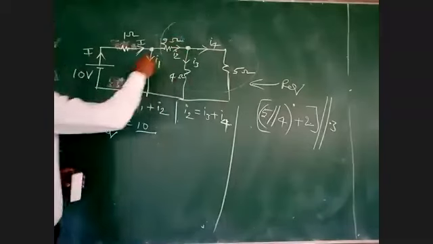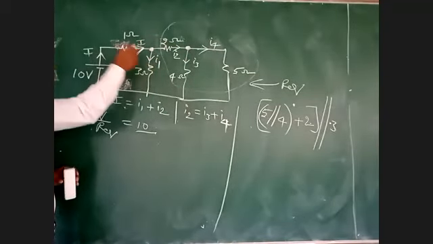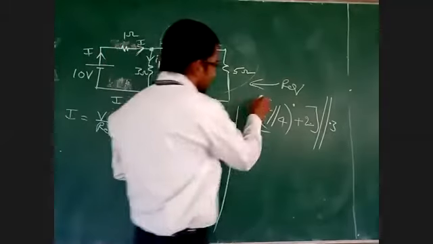Now this entire branch is in parallel with 3. Now keep one resistance here. This entire connection will be in series with 1.